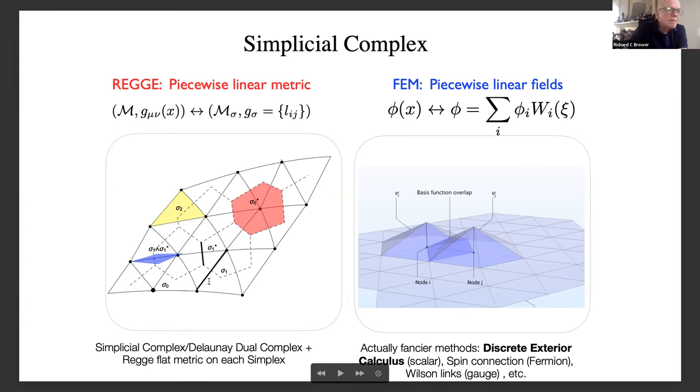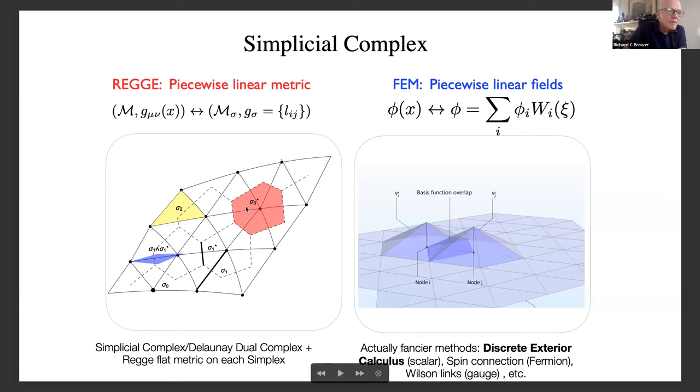Then an important feature of these lattices is that there's a dual lattice, whose points are the circumcenters of the triangles. With the lattice and the dual lattice, you can construct the lattice analog of the star operator, the Hodge star operator. And this allows you to get a discrete version of differential geometry.